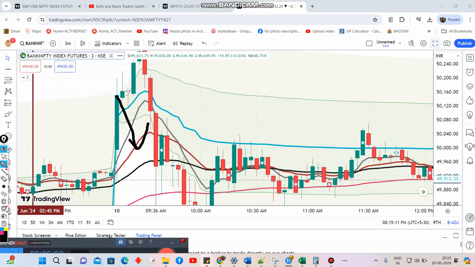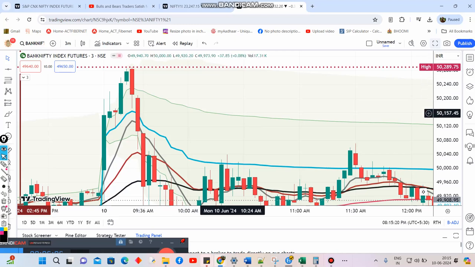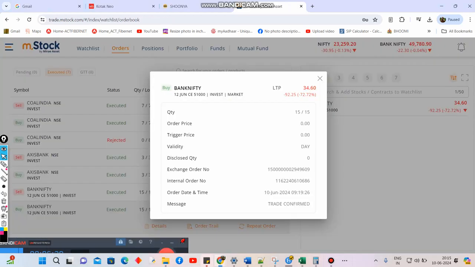But because I entered wrongly in the third candle here, it went up and then fortunately it went up for some time. I exited my trade. I was in loss actually in this fall. In this fall I was in loss. Then it went back up. I exited my trade.